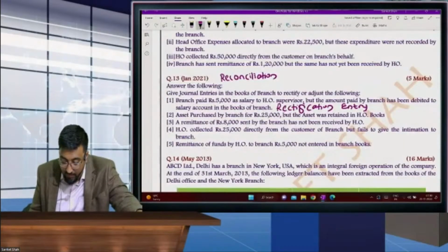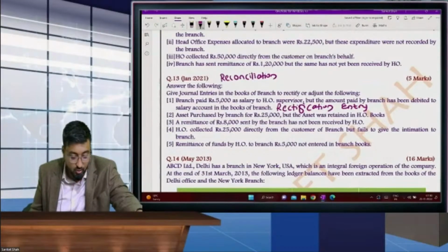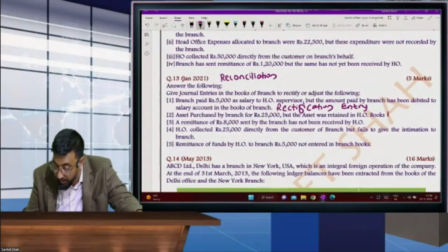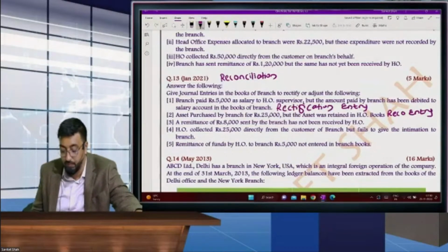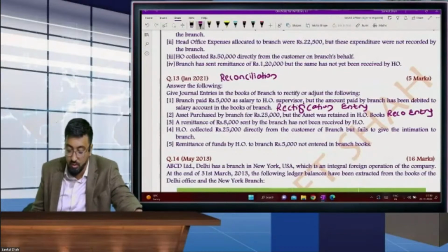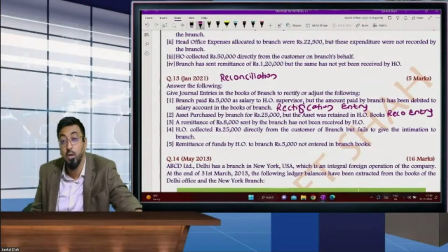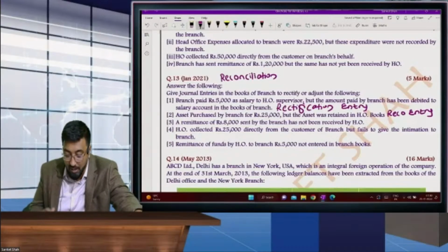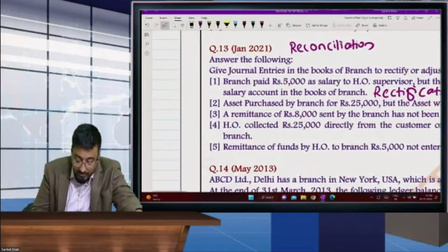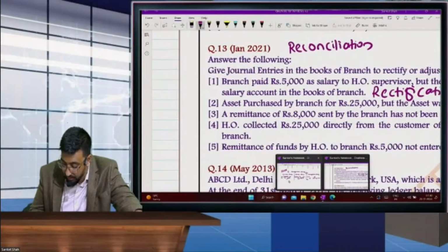Asset purchased by branch for 25,000, but asset was written in HO books. Oh. Who bought the asset? So now this is RICO entry. Now this is RICO entry, not rectification. Asset purchased by branch, but we will assume asset is going to retained by HO. So who is going to pass this entry? RICO entry. Yes, this is not rectification. So branch will pass whose asset beta? HO's asset. So branch is paying. So second answer is of RICO entry.